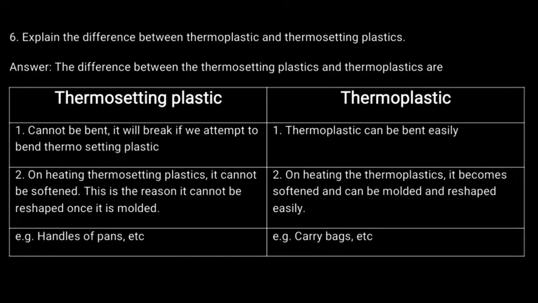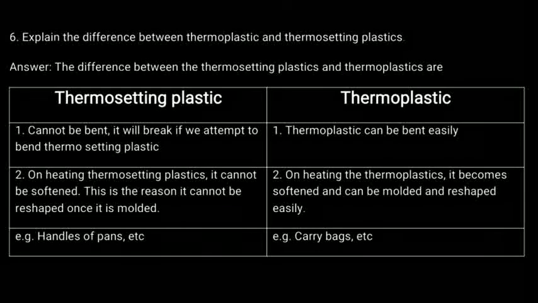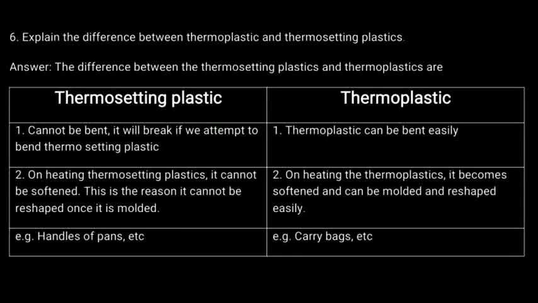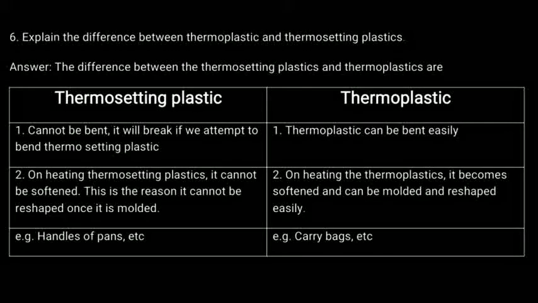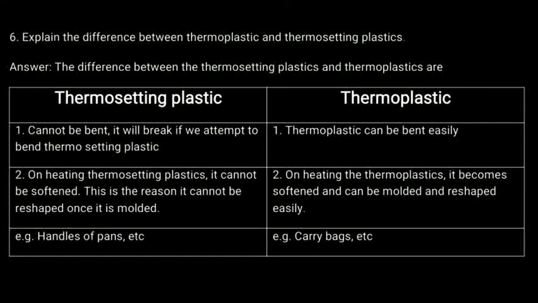The next question is to explain differences between thermosetting plastics and thermoplastics. Now thermosetting plastic is something that we have already studied and it cannot be bent once it is molded. Why? Because it has to remain in a certain way. Therefore the changes will not happen. Therefore our first point is cannot be bent. It will break if we attempt to bend thermosetting plastic. Whereas thermoplastics are easily bent. That's our first point of difference.